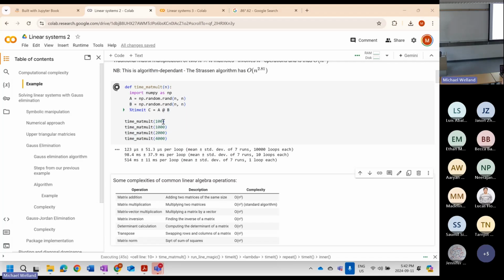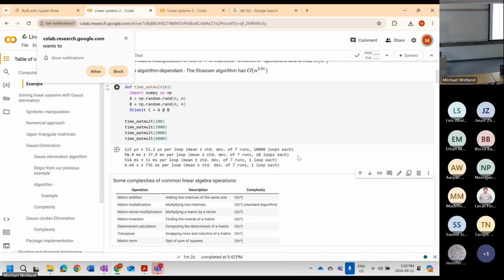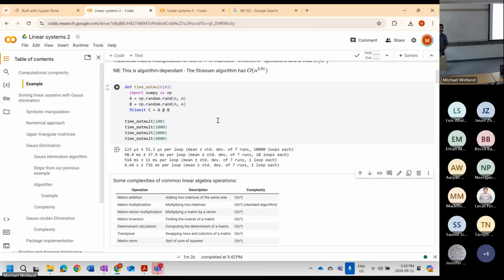Okay, so let's work out some math here. See how this is scaling. If we do n is 100, we get 1, 2, 3 microseconds. Let's call that 100 microseconds. If we do n of 1,000, let's call that 100 milliseconds. What's the scaling? Is that, I'm sorry? 10 to the power of 3, right?